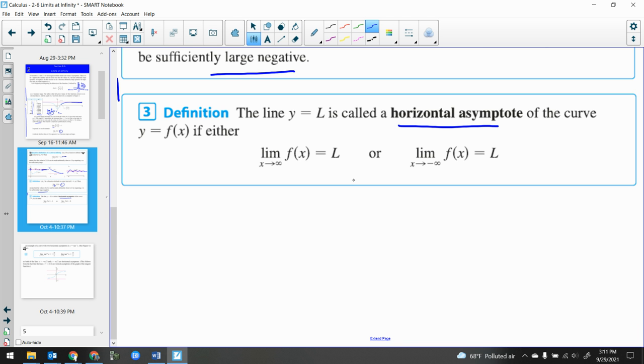We had those same kind of rules for vertical asymptotes. We said that if the limit as x goes to a of f of x is positive infinity or negative infinity, then it was a vertical asymptote. So it kind of relates. Just the infinity was over here. Now it's over here. Okay.